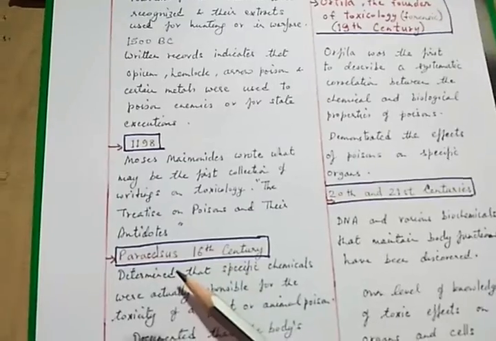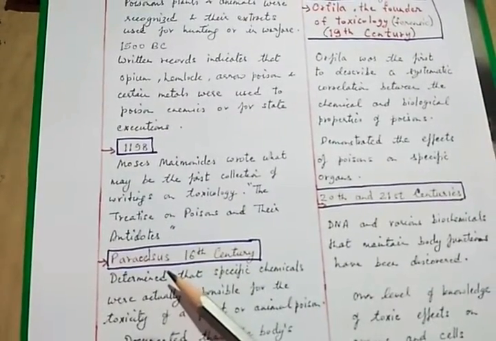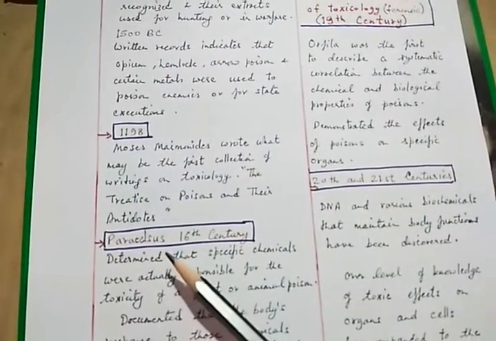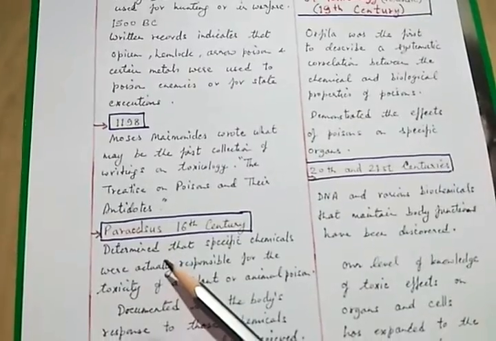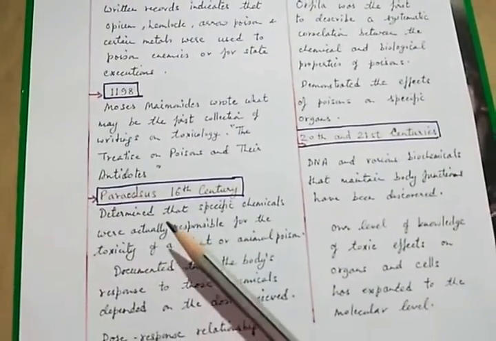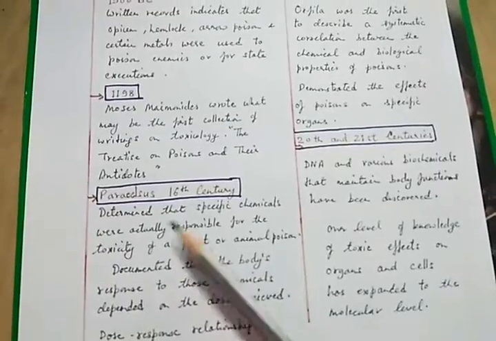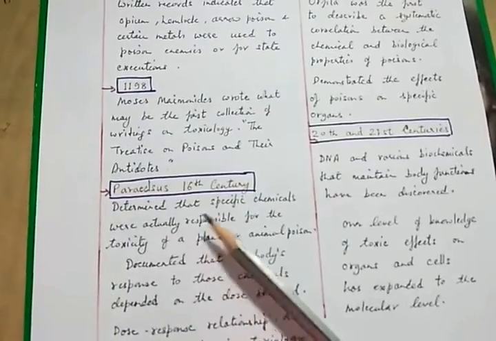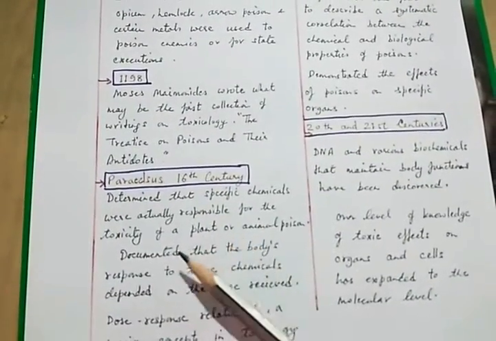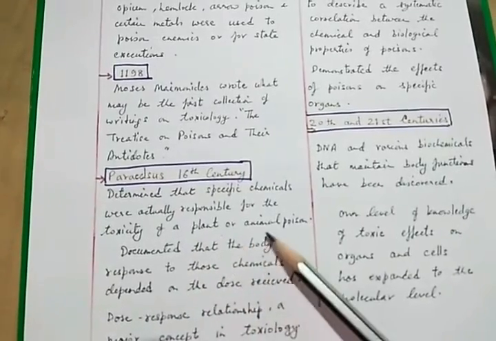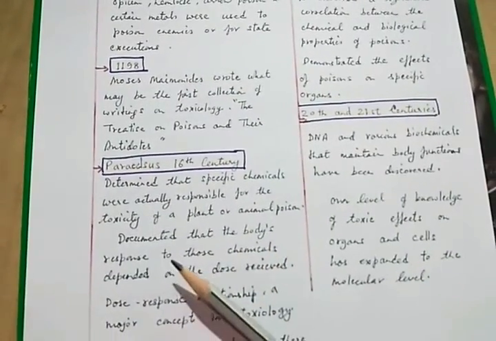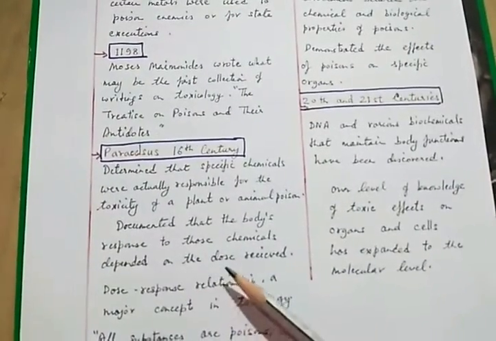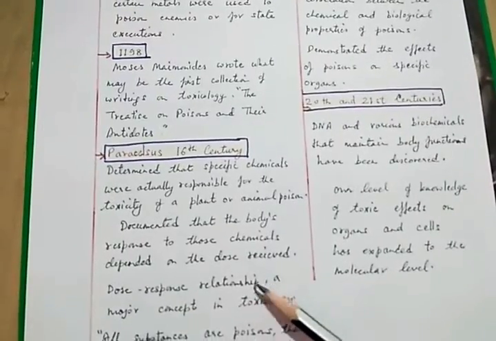Now if we come to 16th century, during this period certain fundamental toxicology concepts begin to take shape, and Paracelsus, who was the Swiss physician, determined that specific chemicals were actually responsible for the toxicity of a plant or animal poison. He documented that the body's response to those chemicals depended on the dose received.